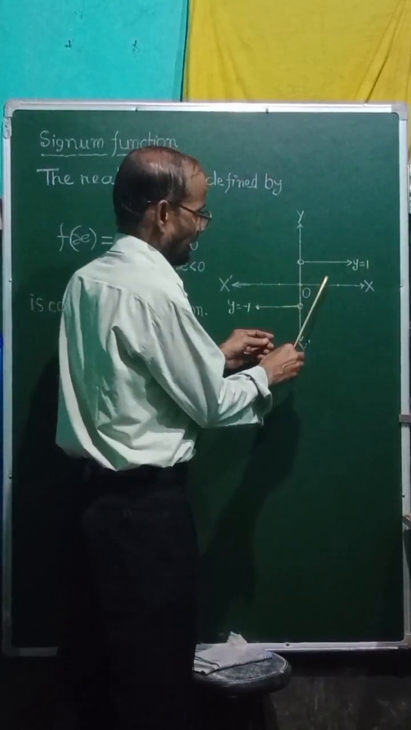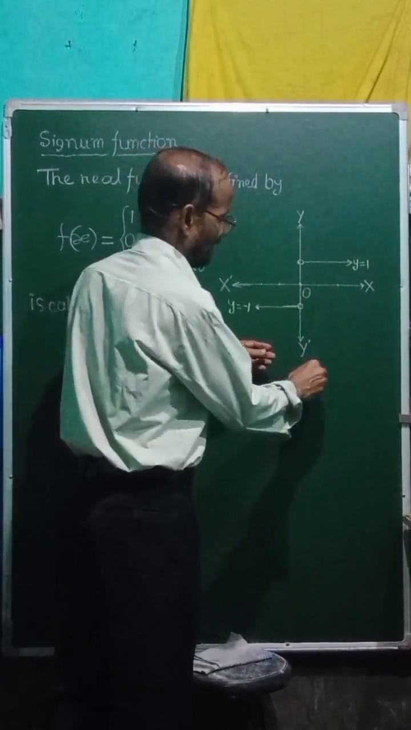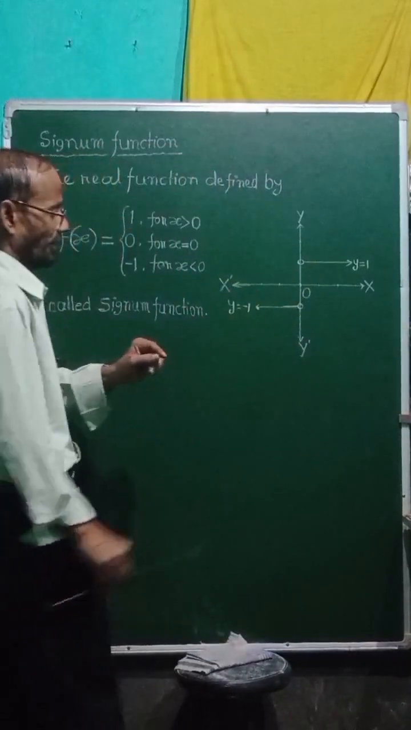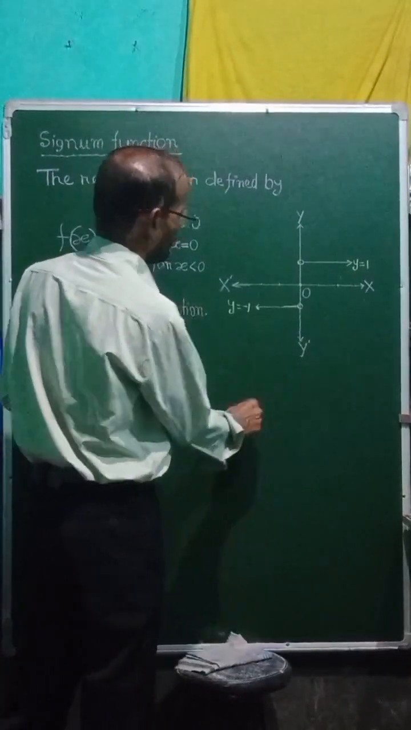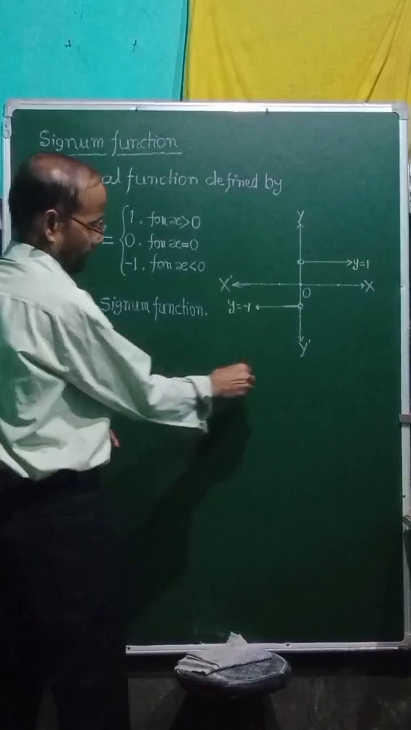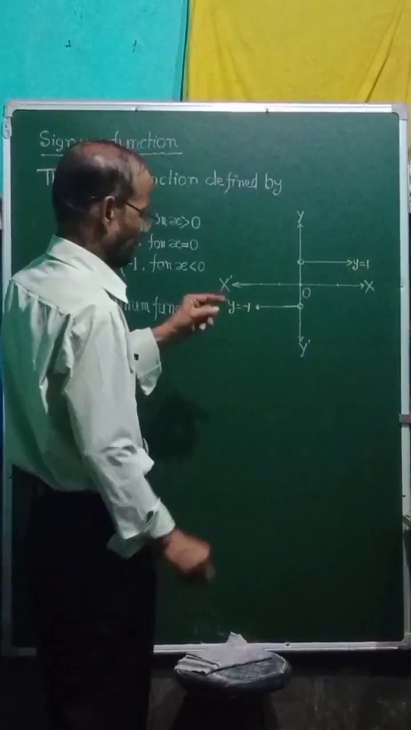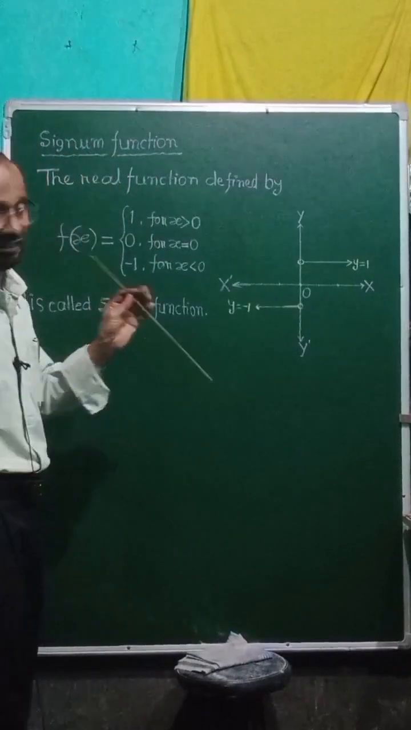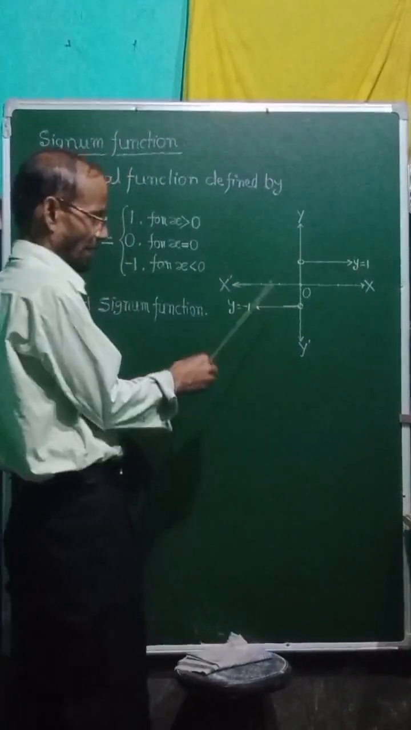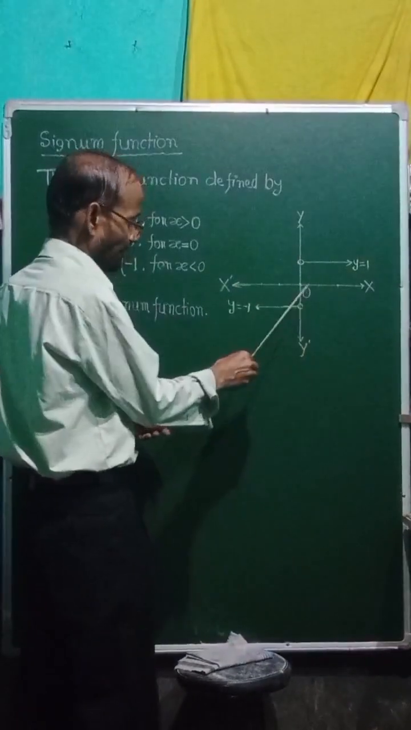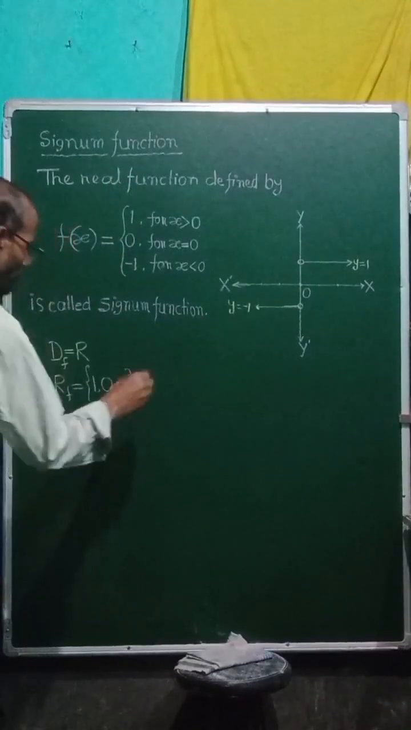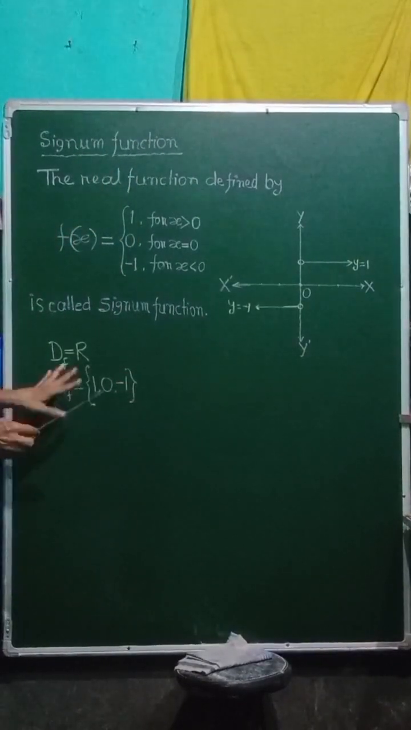After that, y is equal to 1 for all x greater than 0 and y is equal to minus 1 for all x less than 0. It shows that the domain is R, the set of real numbers. Range will obviously be 1, 0 and minus 1. Please remember those things.